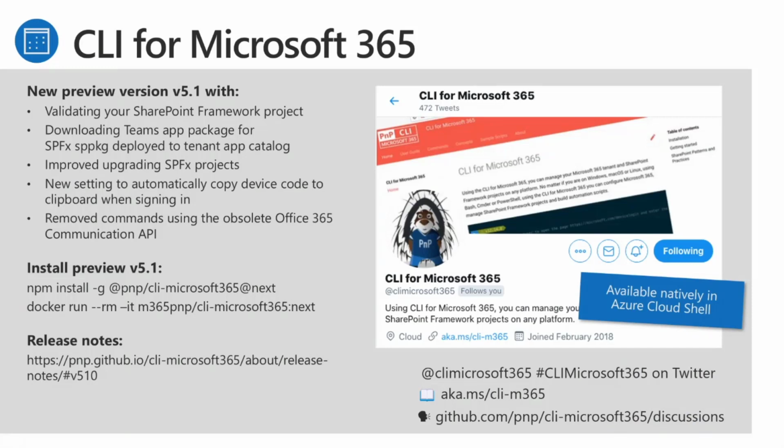And now moving on to CLI for Microsoft 365, we've got a new preview version v5.1 out with validating SharePoint Framework projects, downloading Teams app packages, improving SPFx projects, automatic copy device code support, and removed some commands that are obsolete for one of the communication APIs. You can install that preview version using the @next version target, and then some release notes there. You follow the link at the bottom.